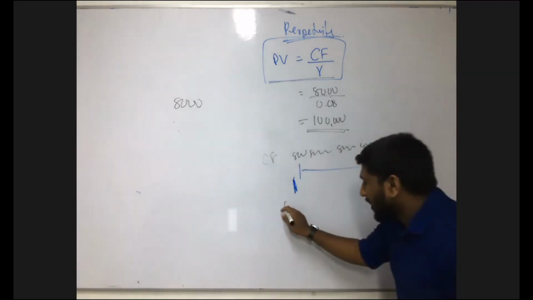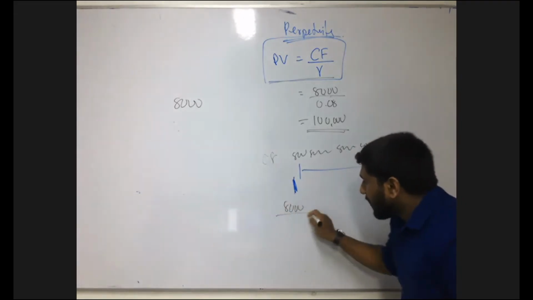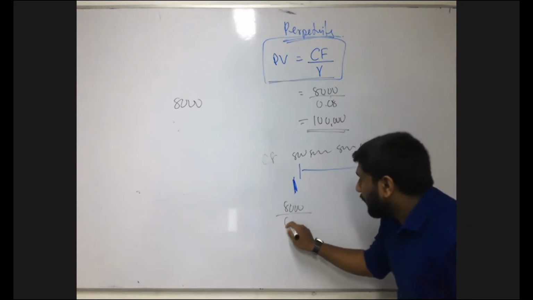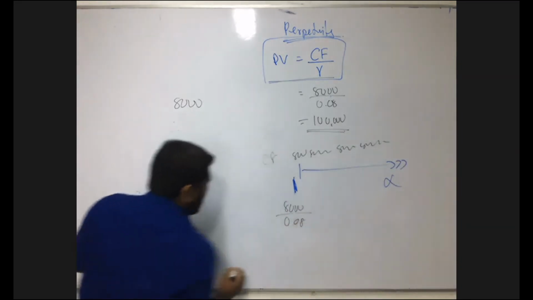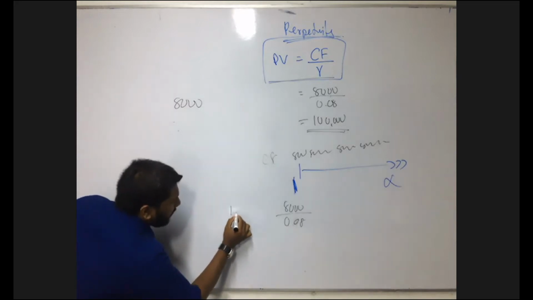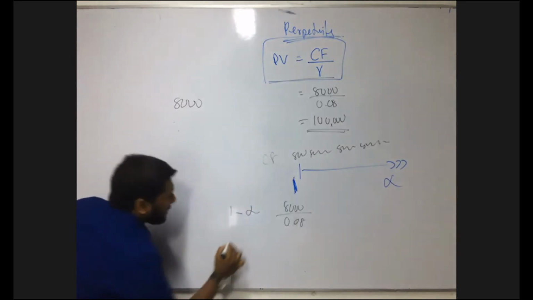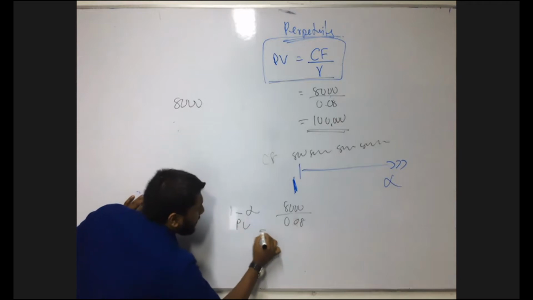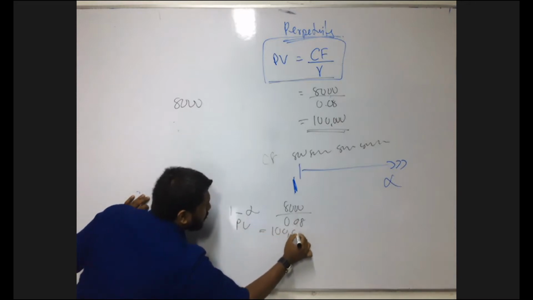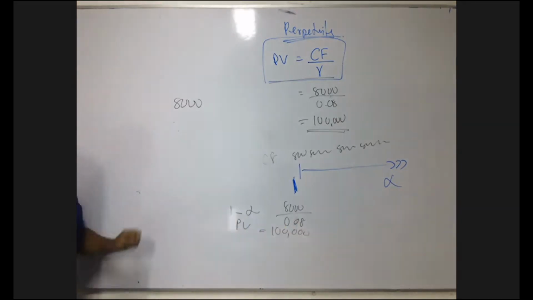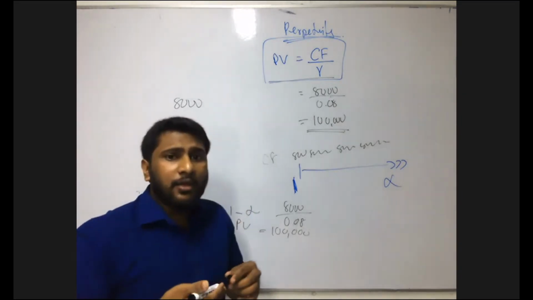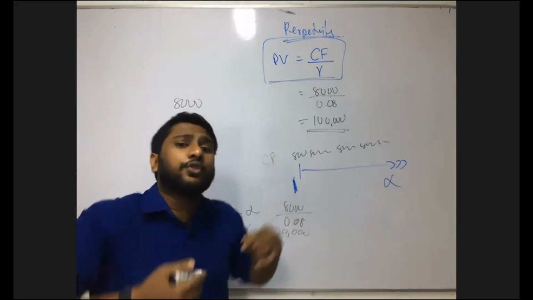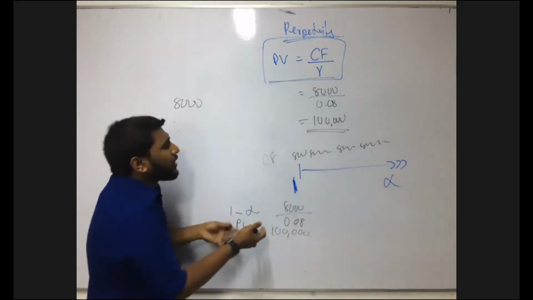How did we find it, guys? 8,000 divided by 0.08. This will give you the year 1 to perpetuity present value. How much is that? Present value is 100,000 US dollars. This is year 1 to perpetuity. But where is the cash flow that you are getting today? You are getting a cash flow today also. That is not included in this.